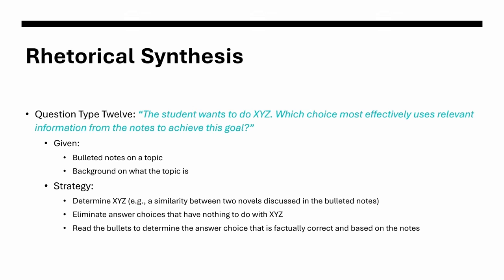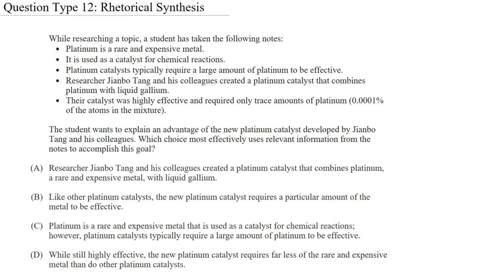Then you're going to read the bullets. If there are any answer choices left, you're going to read the bullets to determine which one is factually correct, because sometimes they'll try to trip you up with an answer choice that basically just incorrectly interprets the notes the student took. Question type 12, rhetorical synthesis.